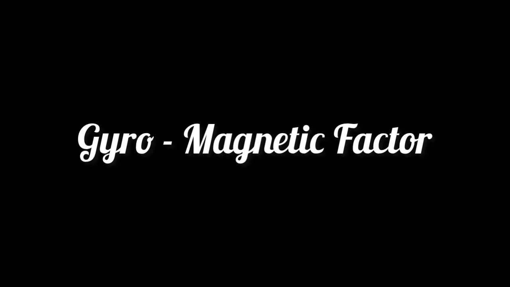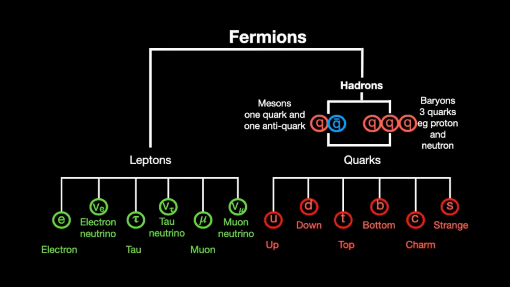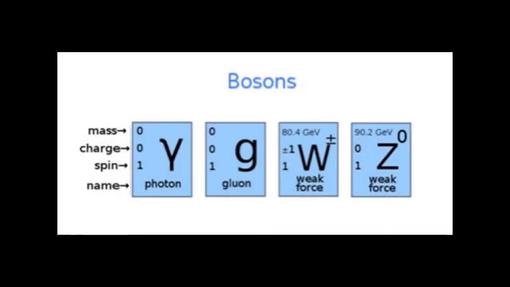Fermions are particles which make up visible matter like you, me, and everything else. These particles include quarks and leptons, and the gyromagnetic factor for their spin is in half integers, in fractions, like 1/3, 2/3, etc.